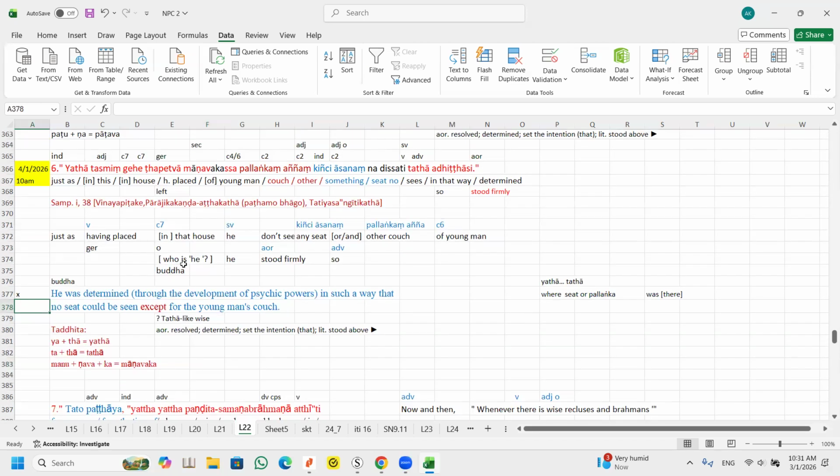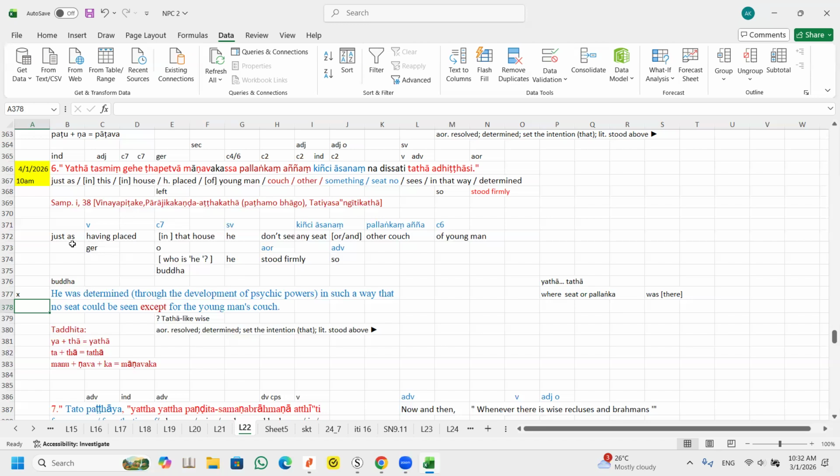That's why I say, who is he? So I say he refers to the Buddha, and then here, who is this he? This he and this he are not necessarily the same. So it means the Buddha is using his psychic power so that this young man can only see his seat and cannot see other seats in the house. Yes, correct. That is the message. But it's very difficult for you to translate up to this level.